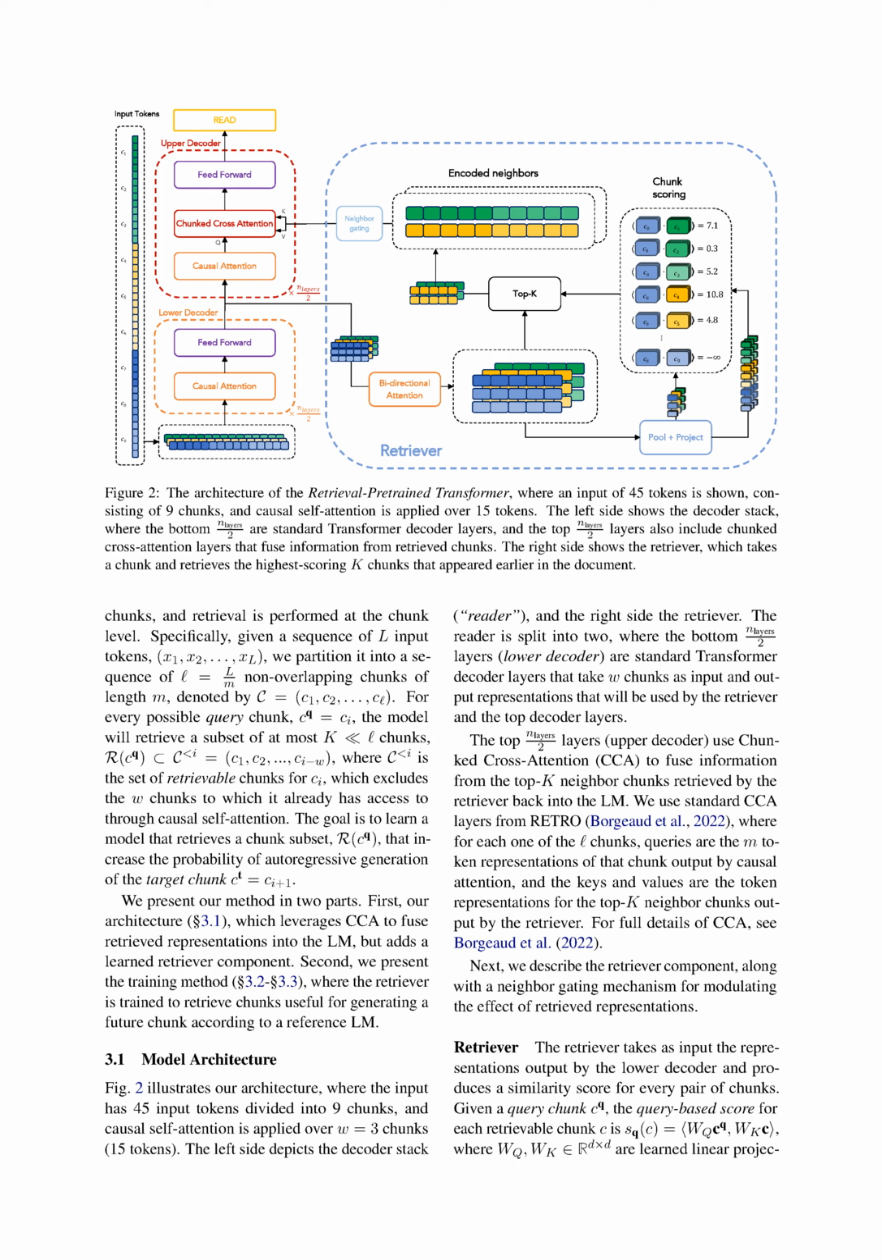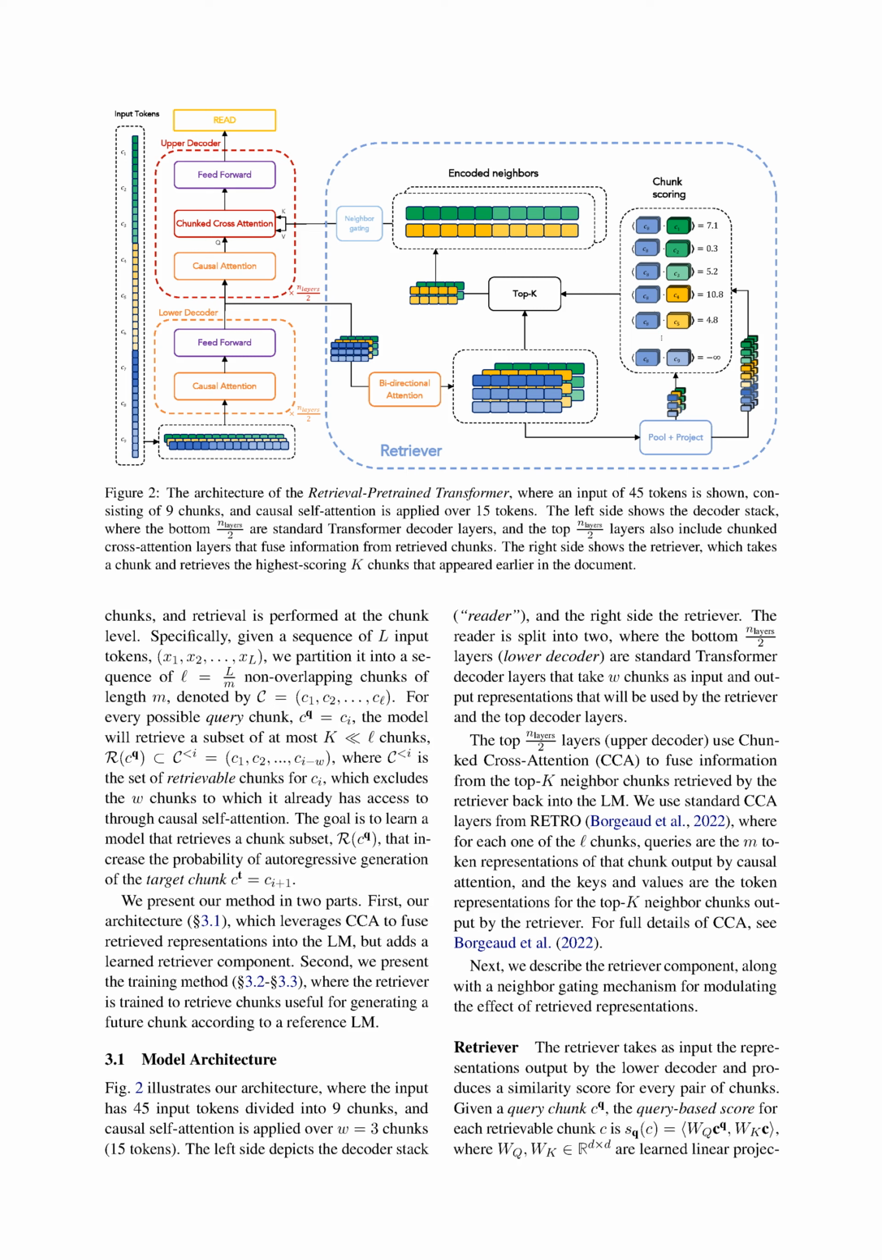Section 3.1 Model Architecture. In this section, we are going to walk you through our model's architecture, which is illustrated in Figure 3.1. Our model processes input that is broken down into 45 tokens. These tokens are further divided into 9 separate sections, or chunks. To process this information, we utilize a technique known as causal self-attention, which we apply to 3 chunks at a time, or a total of 15 tokens.